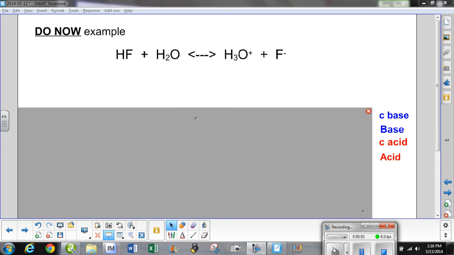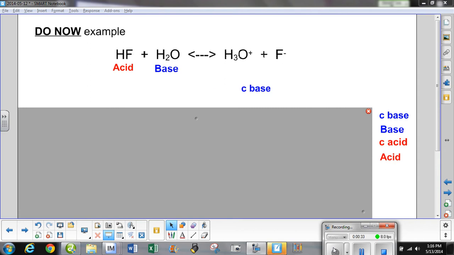To be sure that you follow this particular format, the first thing you need is to identify the acid. The second thing you need is to identify the base. And the acid becomes the conjugate base, which I'm abbreviating as C base. Okay, the C base. Which one is going to be the C base?